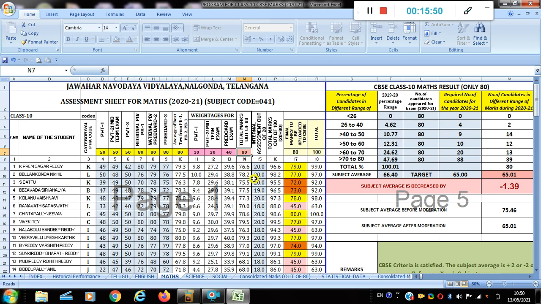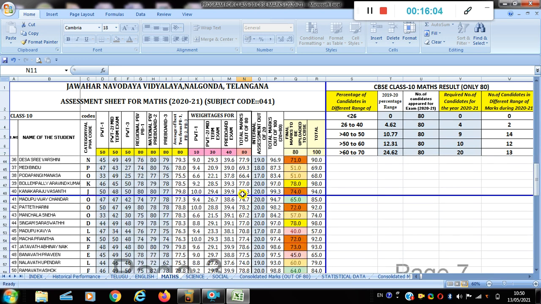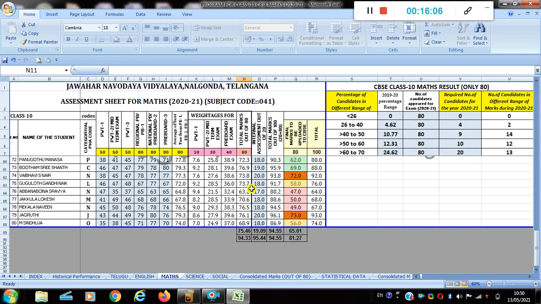So in this case, dummy entries are there. Once again I am repeating, there should not be any technical issue for me. These are the dummy entries, not the CBSE result. 76.6, 78.2, and so on. These are the marks, and there are 80 members.